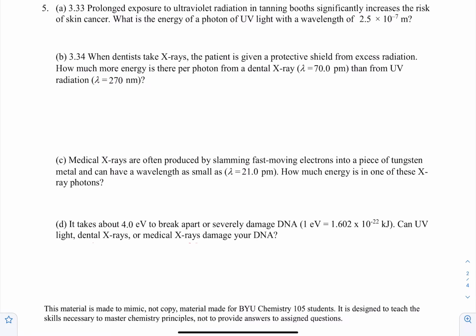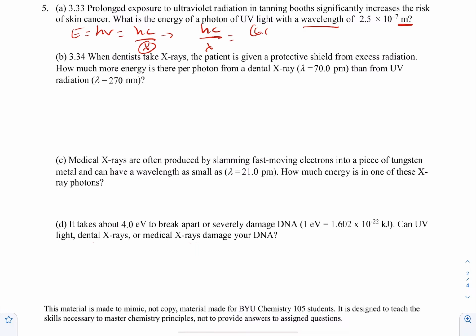What is the energy of a photon of UV light with a wavelength of 2.5 times 10 to the negative 7 meters? Remember that energy can be calculated by hν or hc over lambda, depending on the value that we have. In this case, we have meters of a wavelength, which is lambda. So let's use this equation here. So I'm going to say hc over lambda.